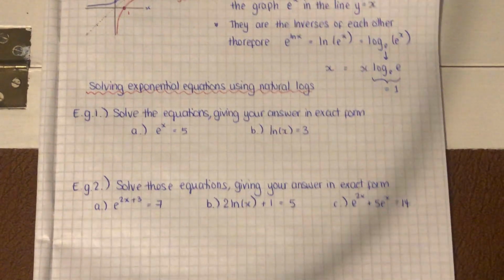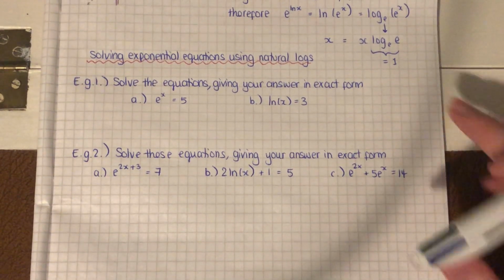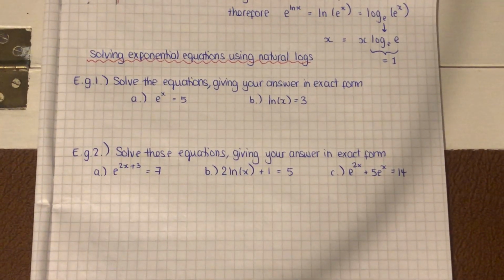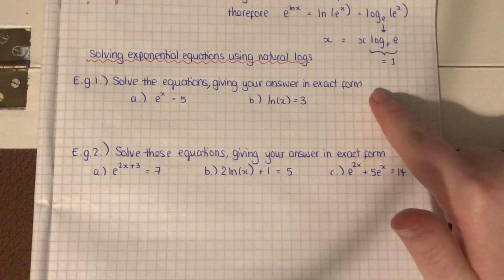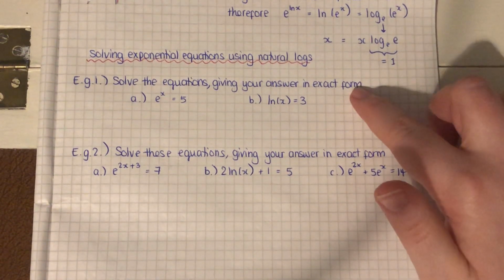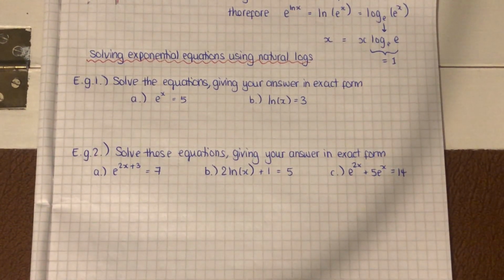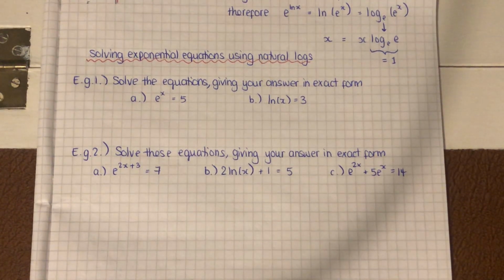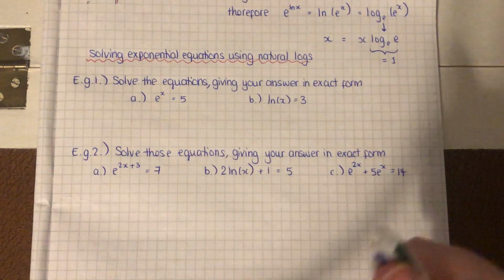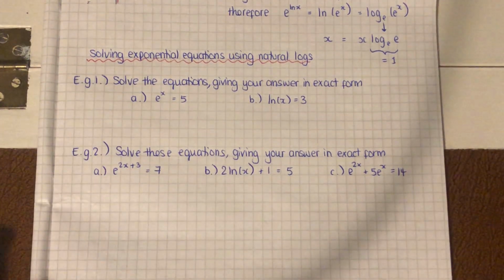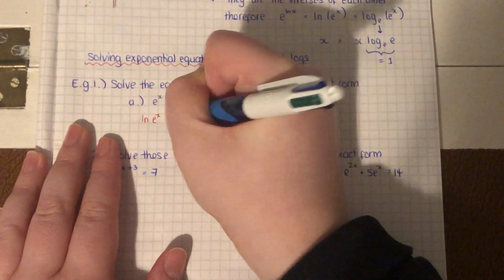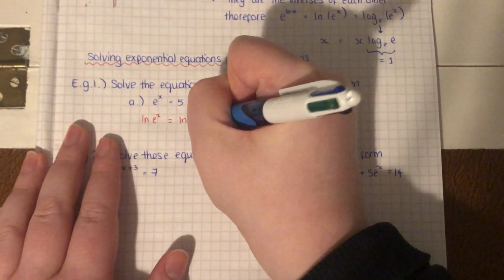So I'm just going to move it up a tiny bit, but you'll still be able to see the rule that is here. So for the first one, solve the equation giving your answer in exact form. So we're not actually going to be using a calculator at all because it does say exact form, so we don't need to. So for example 1a, we've got e to the x equals 5. To do that, we're going to take logs of both sides, but we're going to do the natural log. So we just write ln. So ln of e to the x equals ln of 5.